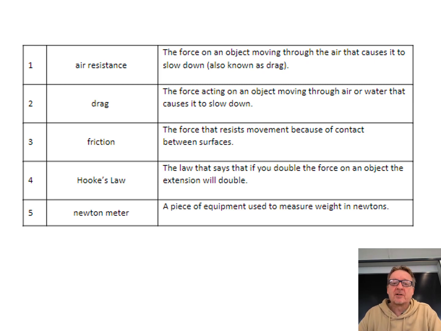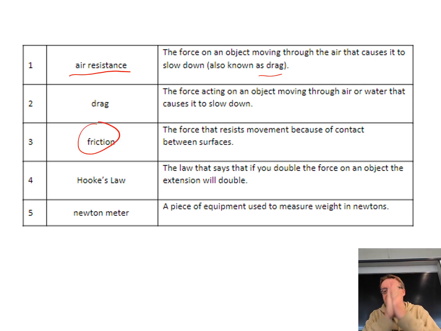Keywords. The force of an object moving through the air that causes it to slow down is air resistance, also called drag. Drag, the force acting on an object, is exactly the same thing. The force that resists movement because of contact between surfaces is friction. When you're rubbing your hands together, that is friction. The law that states if you double the force on an object, the extension will double is about the spring we just talked about. A piece of equipment used to measure weight in newtons is a Newton meter.